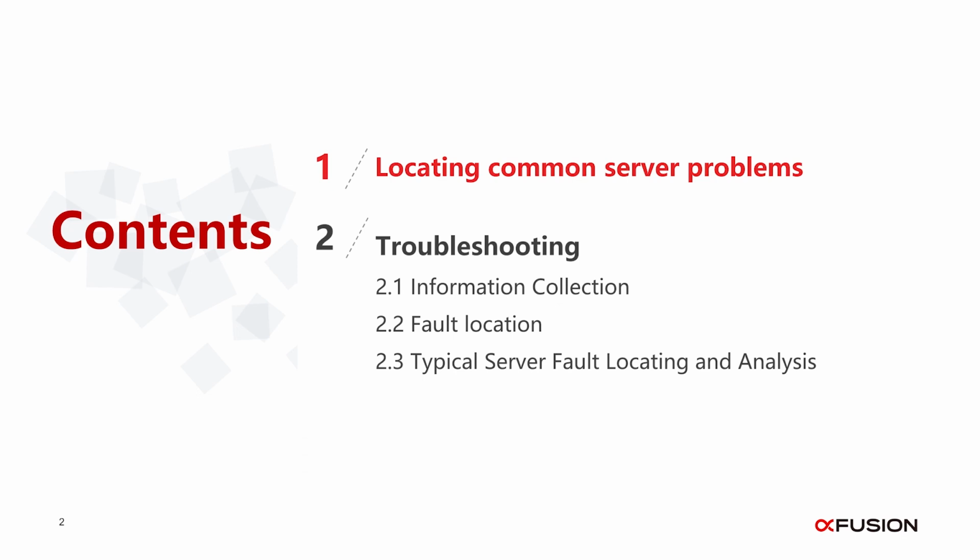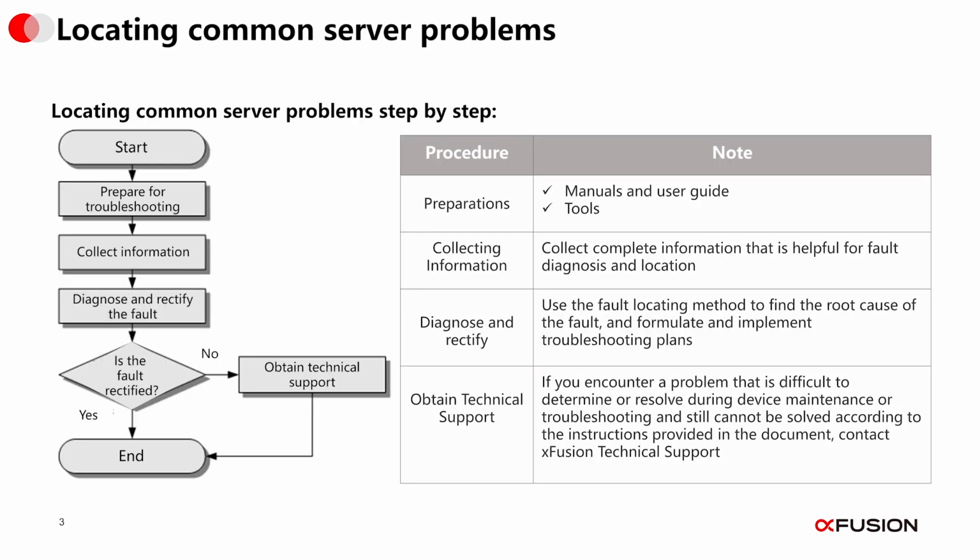Before we start introducing troubleshooting cases, it is necessary to get to know the process of locating common server problems. Here are the steps of locating common server problems. Firstly, we need to prepare manuals, user guides, and tools, which can be found on our support website. Secondly, we should collect complete information that is helpful for fault diagnosis and locating. Thirdly, use a fault locating method to find the root cause of the fault, and formulate and implement troubleshooting plans.